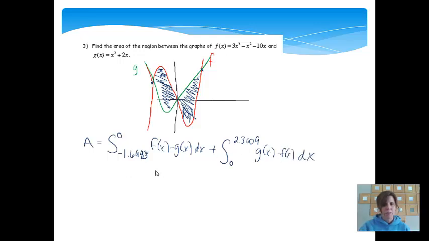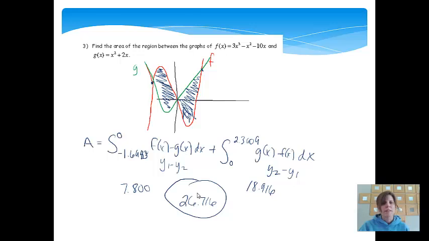Okay, so then from here again you may use Math 9. On this one I would be doing y1 minus y2, and on this one I'll do y2 minus y1. And if I type that in my calculator, we should end up getting an answer. This would be 7.800. This one ends up being 18.916. So if we put those two together, we'll get 26.716 as the area.